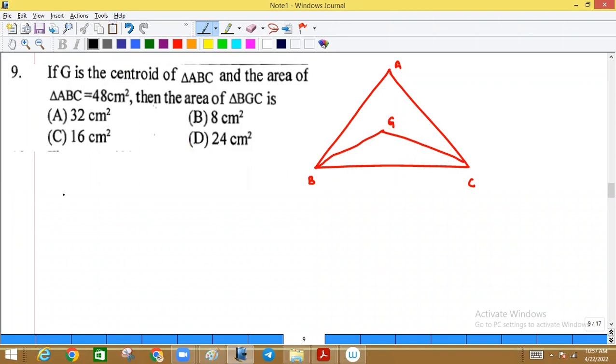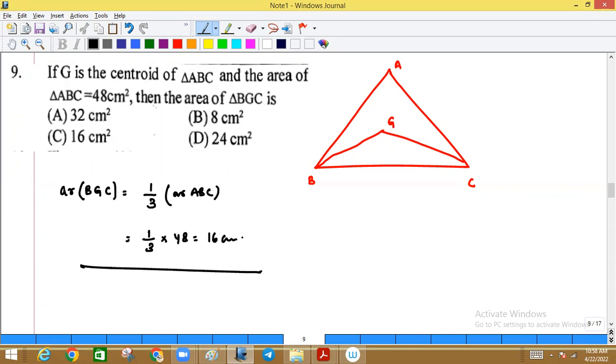I said area of BGC is 1/3 of 48. Yes or no? Because we know medians divide the triangle into 3, but if you divide like this, it divides it into how many equal triangles? 6 equal triangles. So it consists of how many of them? 2 of them. So 2 out of 6 is 1/3.